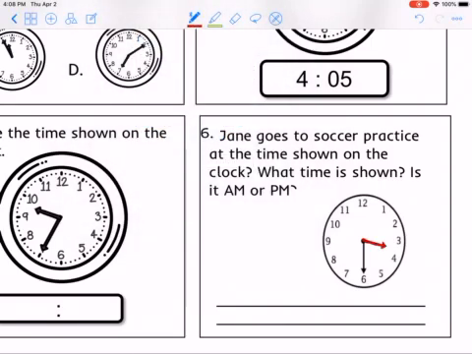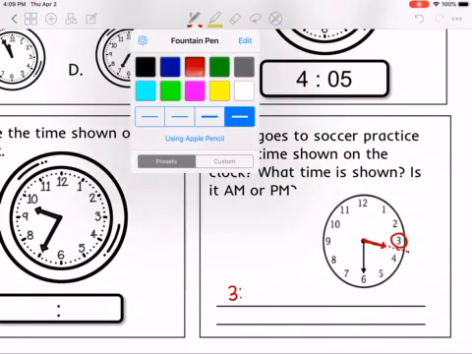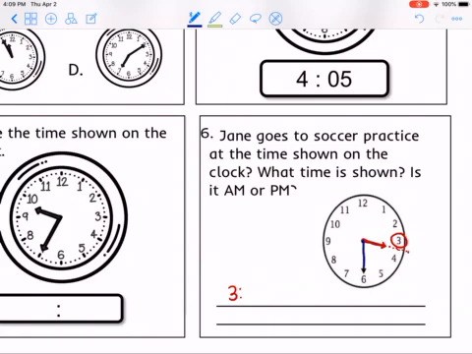Hour hand is between the 3 and the 4. So since it's between the 3 and the 4, we know that the 3 comes first. And then let's look at the minute hand. Let's skip count by 5, 10, 15, 20, 25, 30. So it's 3:30. So now we need to determine a.m. or p.m.